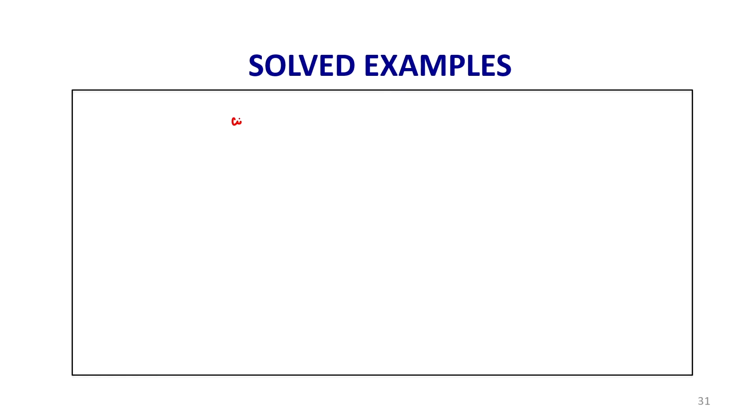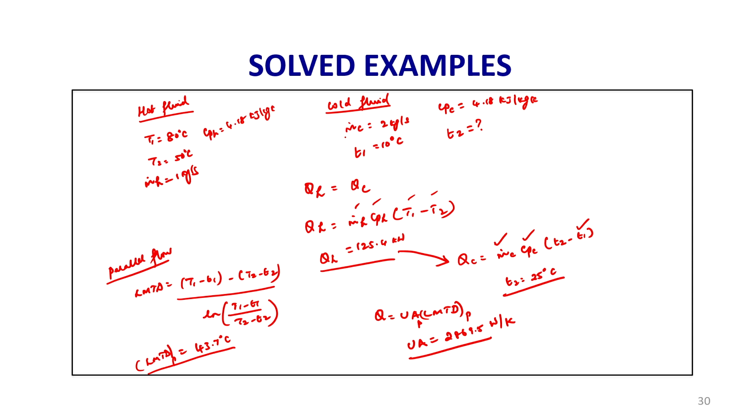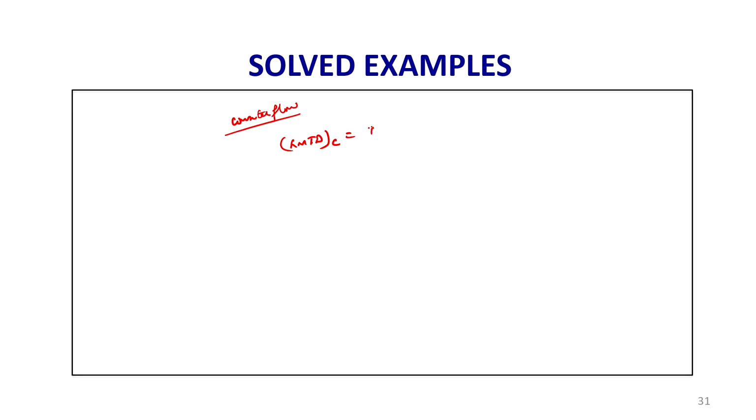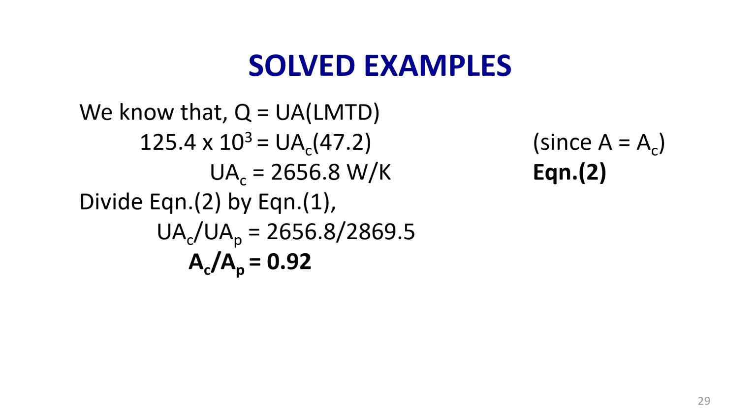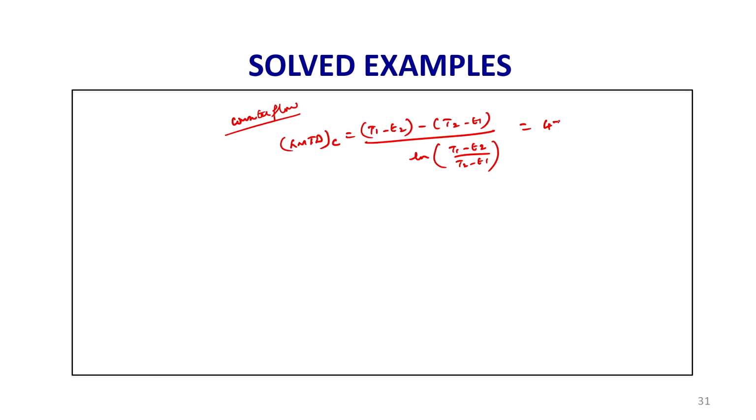Similarly, for counter flow, we have to find out LMTD for counter flow. So, this is LMTD for parallel flow. So, the formula is capital T1 minus small t2 minus capital T2 minus small t1 divided by ln of capital T1 minus small t2, capital T2 minus small t1. So, using this formula, if you calculate, because now all the temperatures are known, LMTD is 47.2 degree centigrade. This is LMTD for counter flow.